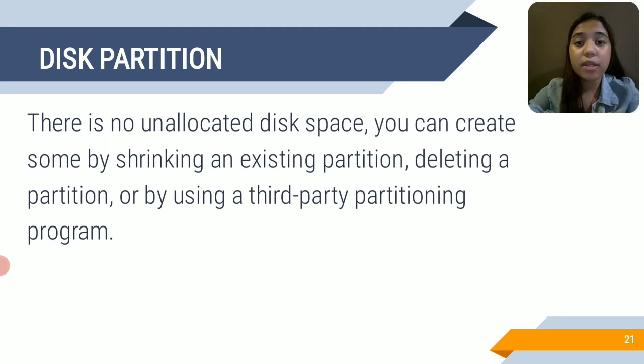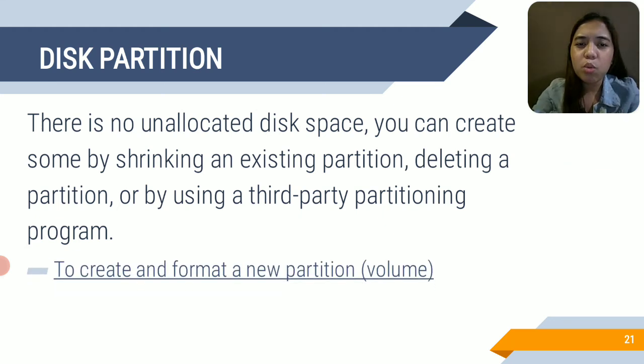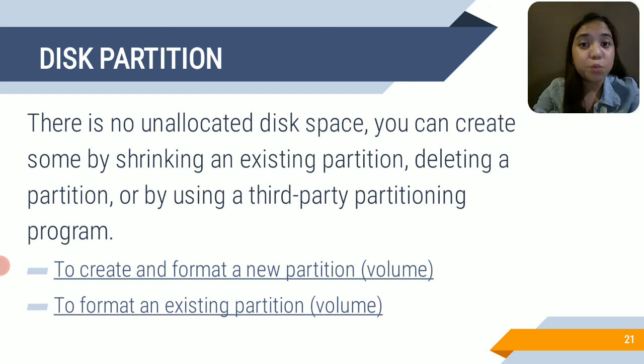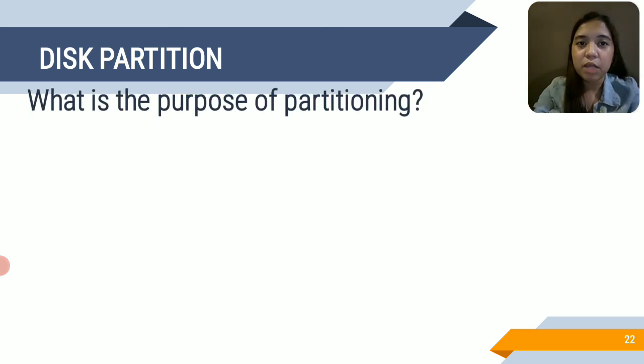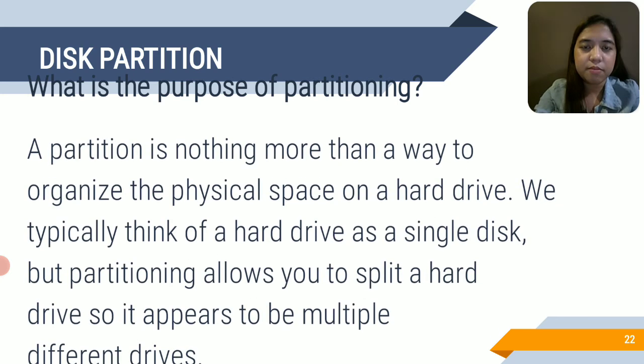And if there is no unallocated disk space, you can create some by shrinking an existing partition, by deleting a partition, or by using a third-party partitioning program. Okay. So number one, to create and format a new partition. Number two, to format an existing partition, which is the volume.